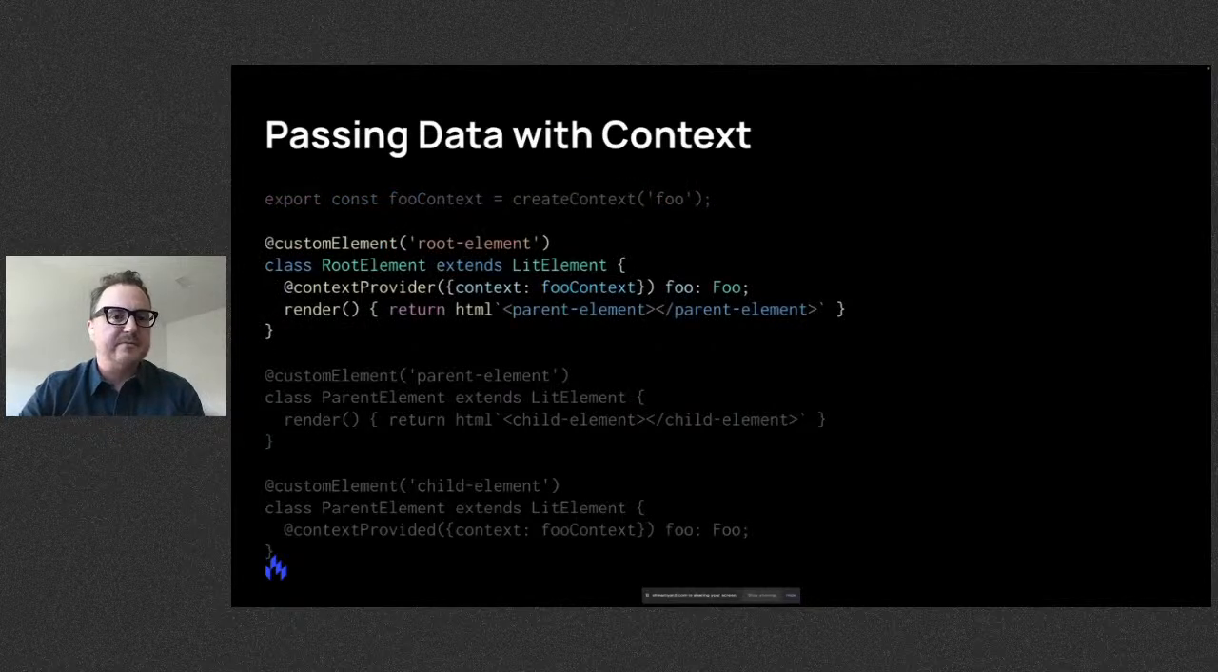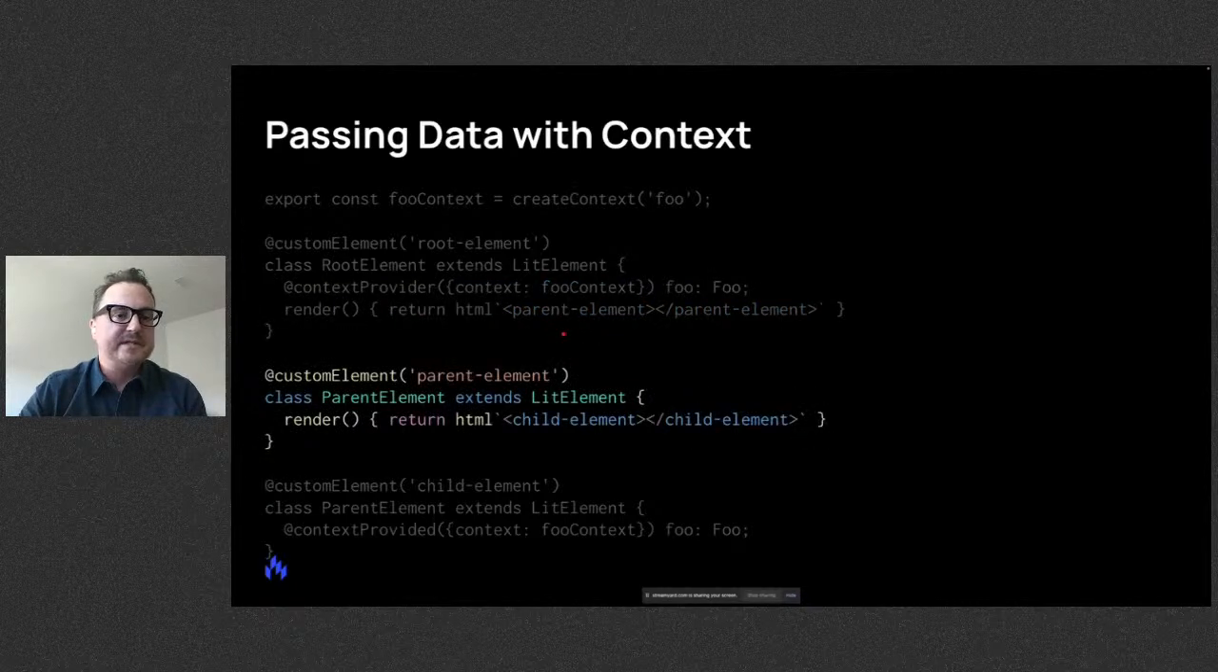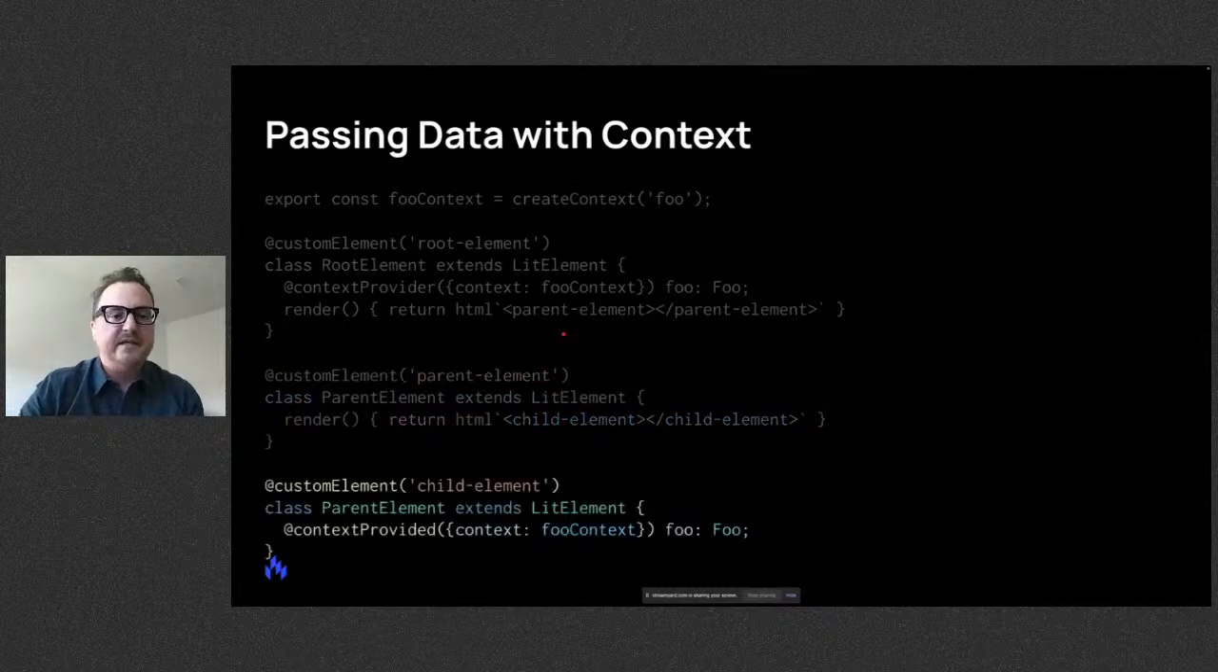And then we can look at the root element here. And you can see that the difference is instead of defining a reactive property, we use the context provider decorator, and we use that context key here. And then we have our template, and we render our parent element, but we don't have to data bind into it. And next, you can see that the parent element doesn't have anything to do with this context value. It doesn't know about it. It doesn't have a property for it. It doesn't have any data binding. And then finally, in the child element, we use this context provided decorator here, give it the same context key, and this will automatically get the value.